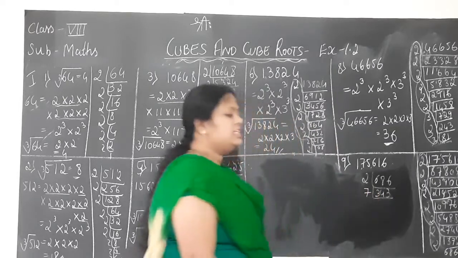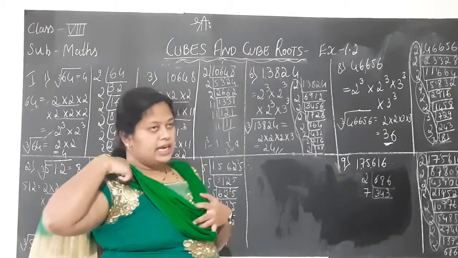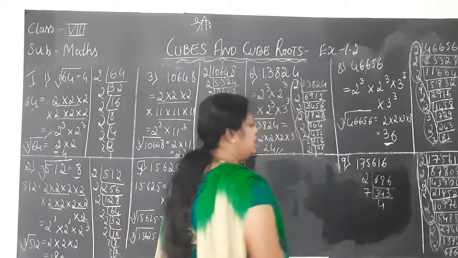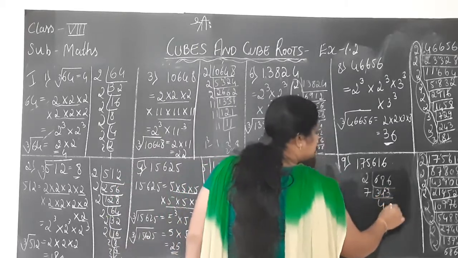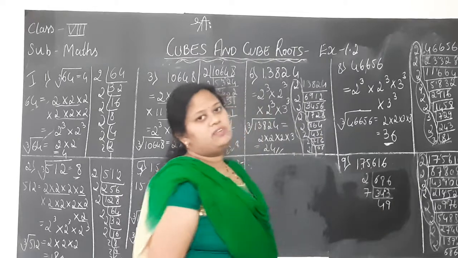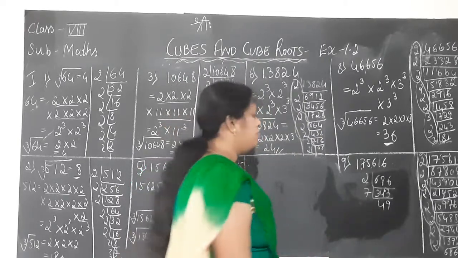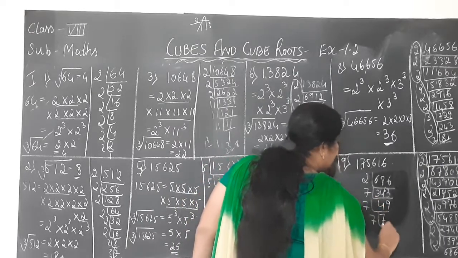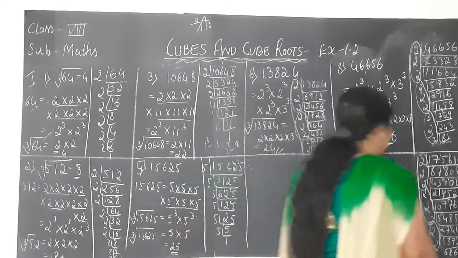Now 7 5s are 35. So 7 4s are 28. If I take 7 4s are 28, children, 34 minus 28 you get remainder 6. Then 63 comes, it is divisible. 7 9s are 63. Look, now we got 49. 49 is a perfect square, isn't it? 7 7s are 49 and 7 1s are 7. So we got the factors now.